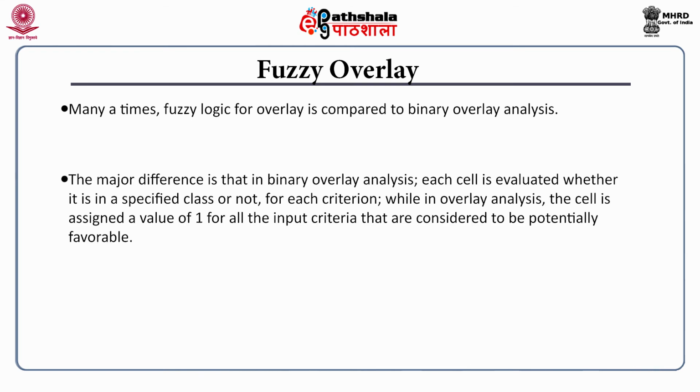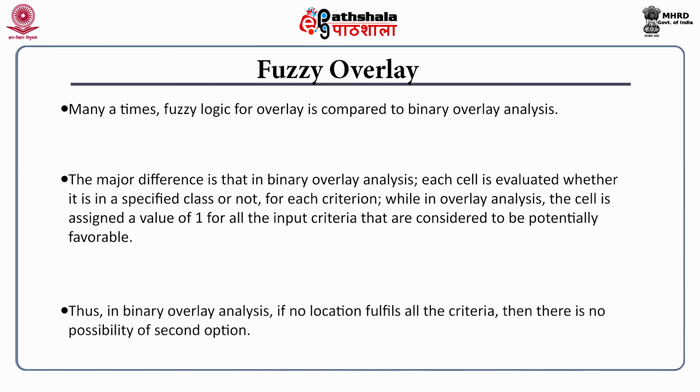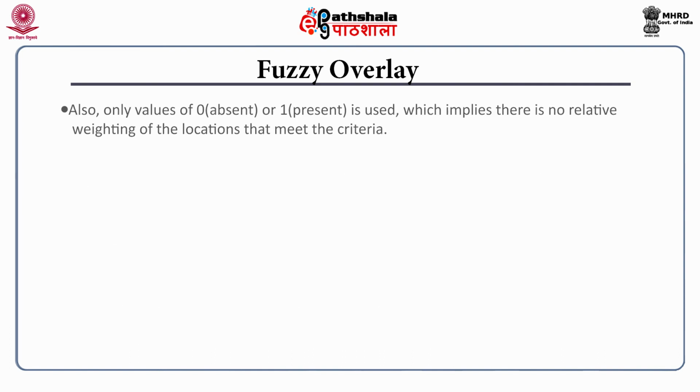The major difference is that in binary overlay analysis, each cell is evaluated whether it is in a specified class or not for each criteria, while in fuzzy overlay analysis, the cell is assigned a value of 1 for all the input criteria that are considered to be potentially favorable. Thus, in binary overlay analysis, if no location fulfills all the criteria, then there is no possibility of a second option. Also, only values of 0, that means feature absent, or 1, that is feature is present, are used, which implies there is no relative weighting of the locations that meet the criteria.